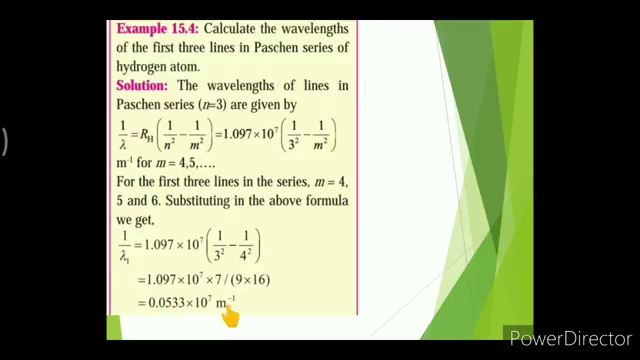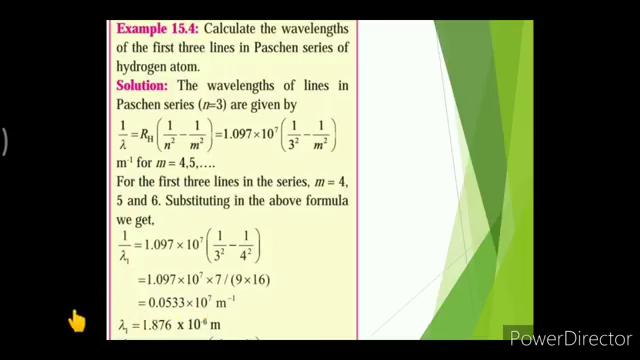As this is the value of the reciprocal of the wavelength of the first line, we have to determine the wavelengths of the first three lines. Okay, so here we have to take the reciprocal again. That means we only have to determine the value of lambda 1. We don't want the value of 1 upon lambda 1. So let's take the reciprocal of 1 upon lambda 1. So the reciprocal of 0.0533 into 10 raised to 7 per meter we have to take.